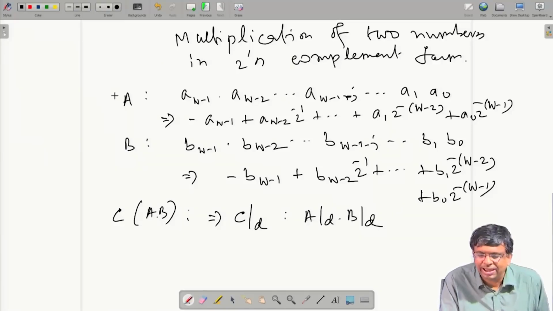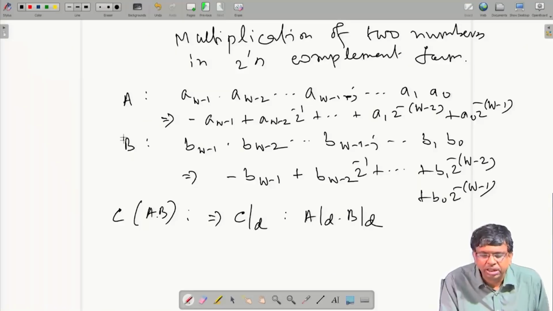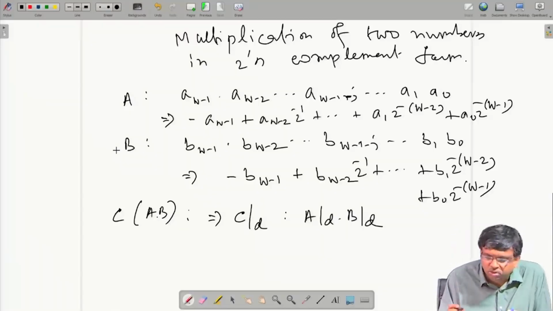That is, it takes A, a W bit number, and B, a W bit number, does some kind of processing, and generates an output C, so that the decimal value of that C under the 2's complement system will be nothing but the product of decimal A and decimal B. If you can do that, then that is called a digital multiplier. That is what we will try to work out. We will follow what is called Horner's rule.